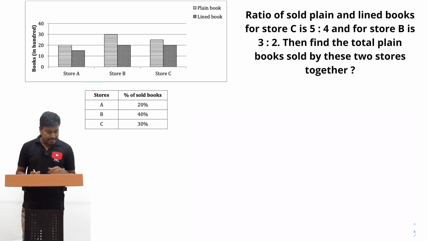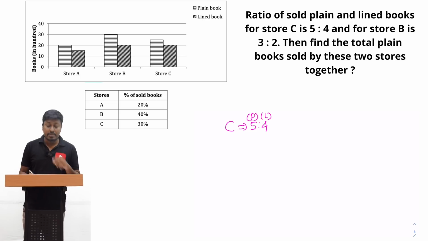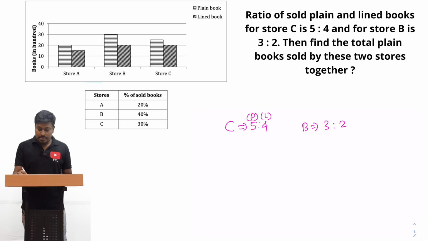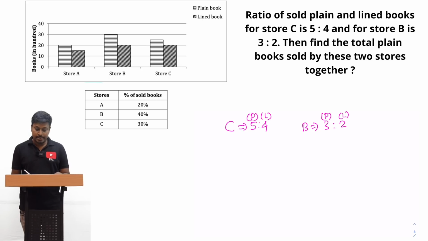Got it? So the next question. The ratio of sold plain and lined books of store C is 5:4. So 5 is the plain books ratio and 4 is the lined books ratio sold from store C. And for store B it is also given, 3:2. Similarly, this is plain books and this is lined books. Then find the total number of plain books sold by these two stores together. So we need to find only the total number of plain books sold, that is ratio 5 and ratio 3.